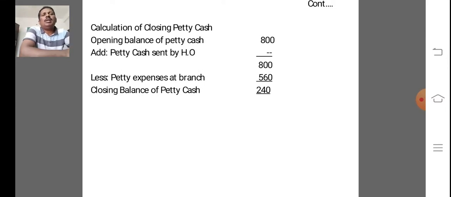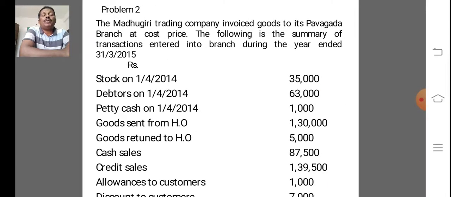And calculation of closing petty cash: opening balance of petty cash 800, add petty cash sent by HO 800, less petty expenses at the branch 560, and closing petty cash is 240. So I am taking another second problem.